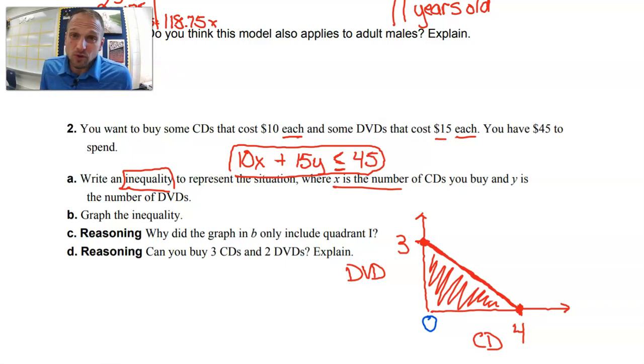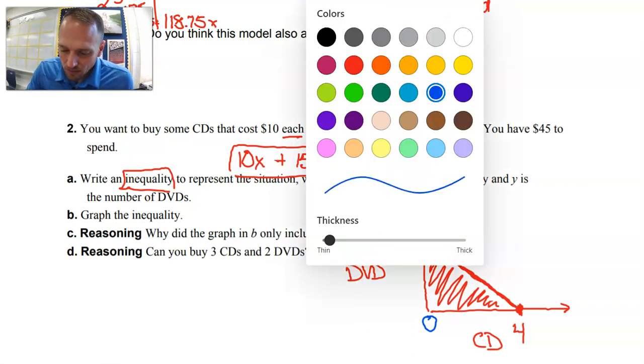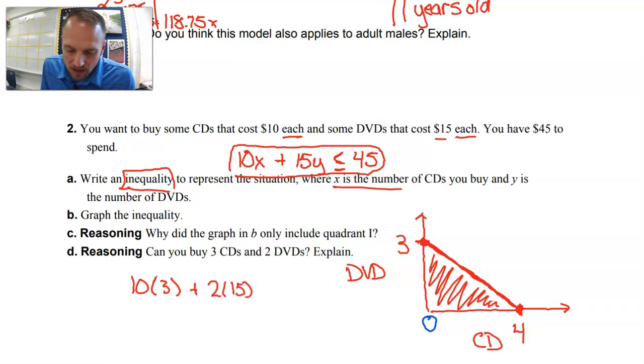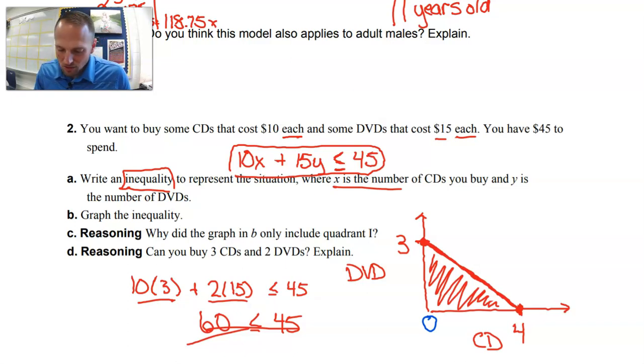Letter D, can we buy 3 CDs and 2 DVDs? Well, if our graph was really good, we could look at it and get that answer from there. I'm not super confident in the accuracy of the graph, so here's what I'm going to do. I know a CD is $10, so I just want to know what's 10 times 3, and 2 times a DVD is $15. And is that less than or equal to 45? Well, let's see. That's going to be $30 for the CDs, $30 for the DVDs, 30 plus 30 is going to be $60, and we only have $45 to spend, so no, we cannot do that.